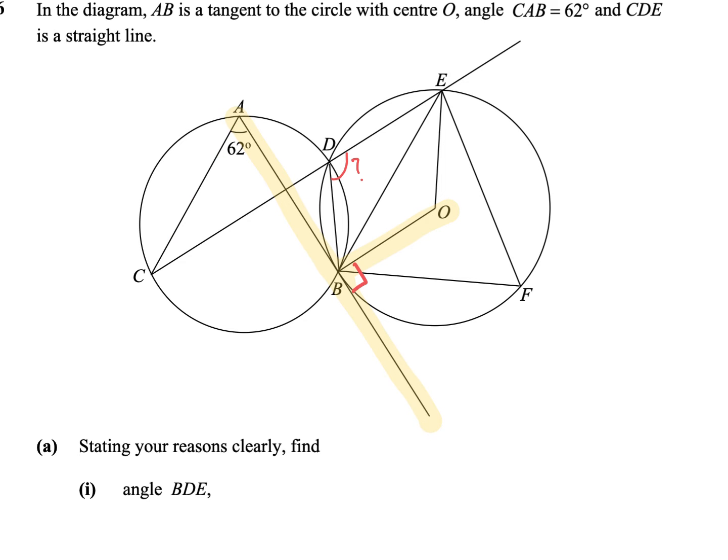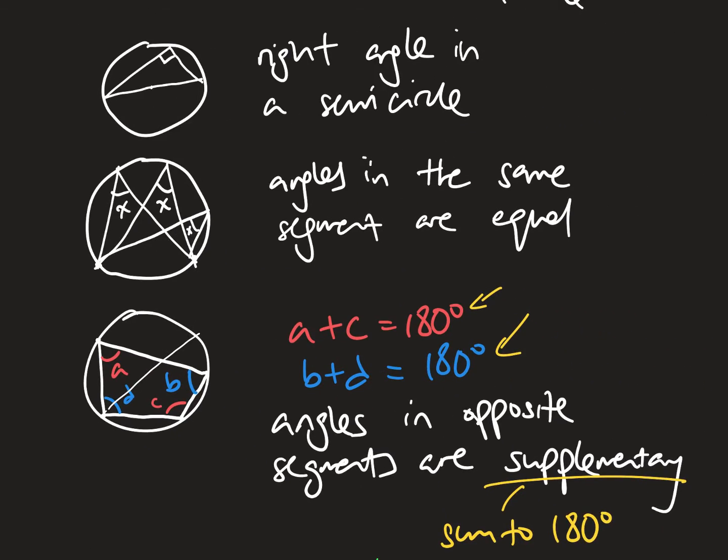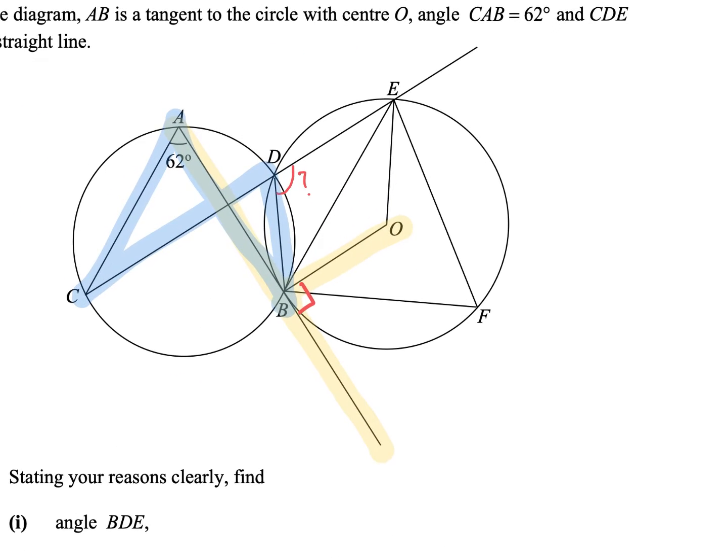This and this. So maybe let me color code it. We're going for this and this. Angles in the same segment are equal, right? Look here, angles in the same segment are equal. And so, based on that, we know straight away that this angle must be 62 degrees.